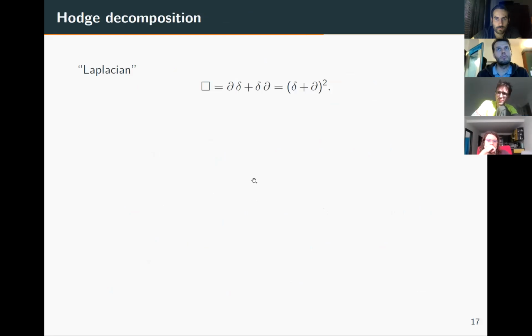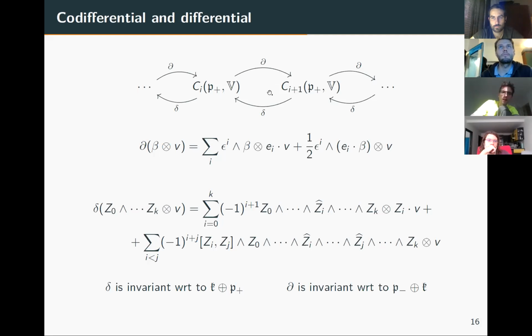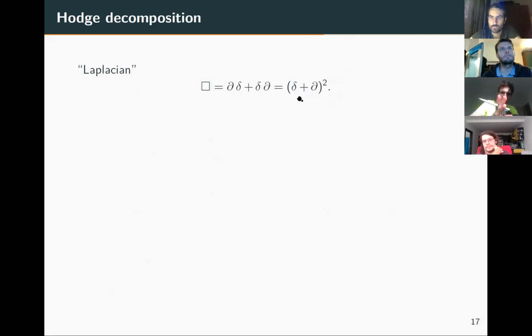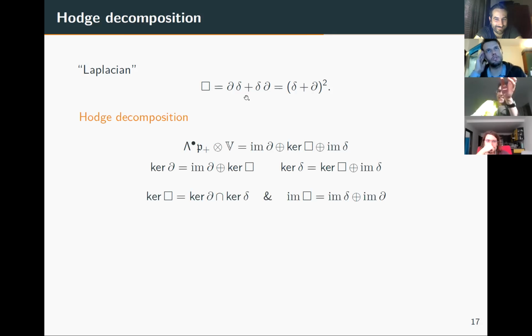But we have to stay in this algebraic world for a little while longer. So you have two operators of different degrees. What you do is you sum them and you square them. So this is some kind of Laplacian, right? This is basically imitating Hodge decomposition.